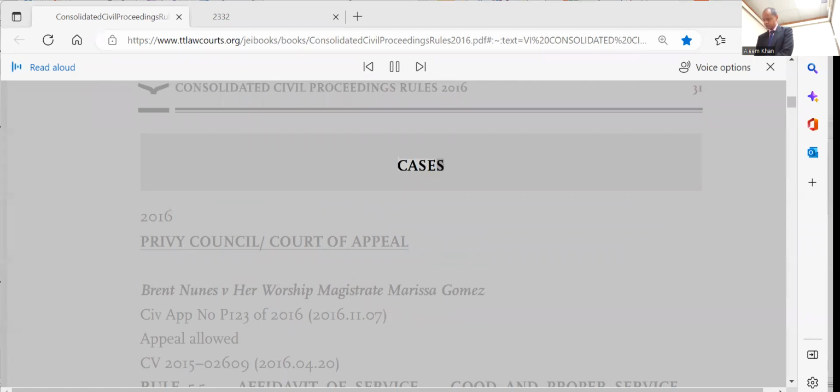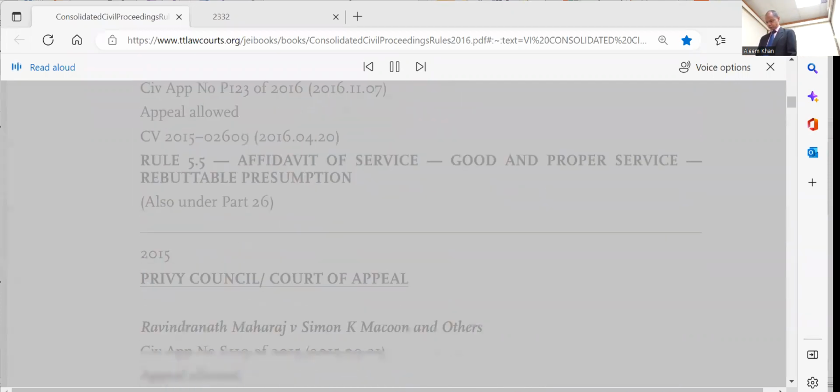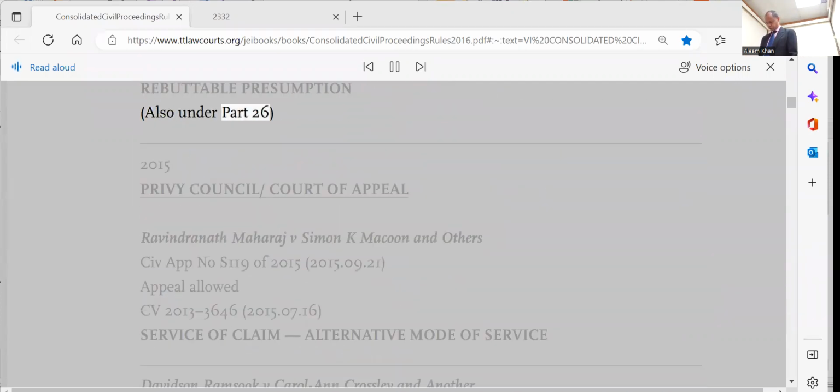Cases. 2016 Privy Council/Court of Appeal. Brent Nunes v. Her Worship Magistrate Marissa Gomez Civ App No. P. 123 of 2016, November 7, 2016. Appeal allowed CV 2015-02609, April 20, 2016. Rule 5.5 Affidavit of Service, Good and Proper Service, Rebuttable Presumption, also under Part 26.